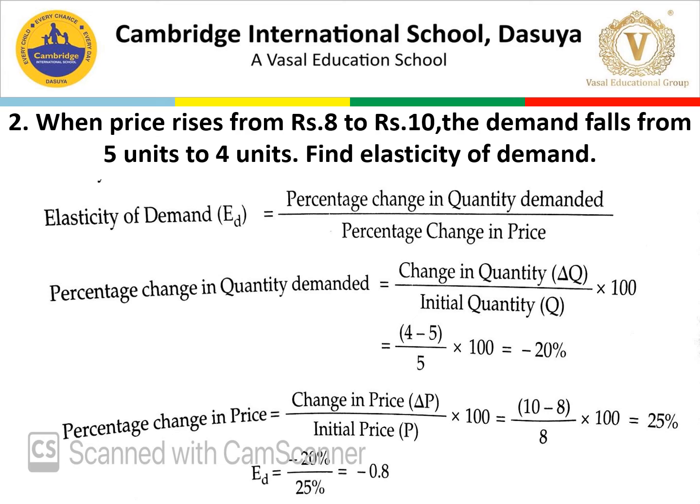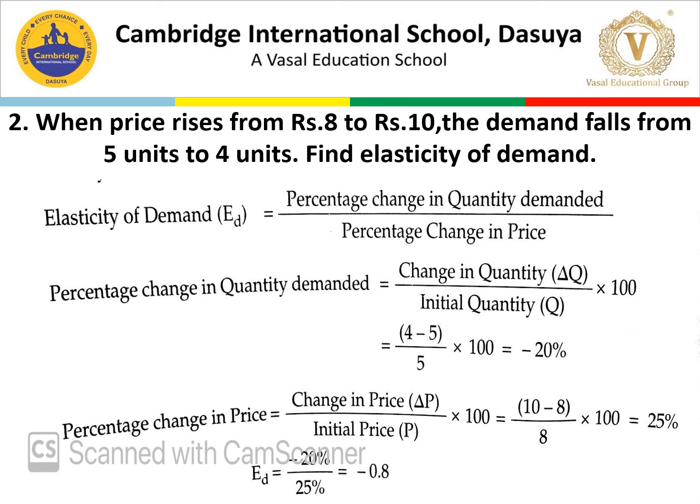However, price elasticity for the first example is minus 1.25, which is different. In the second example, it is minus 0.8. It happens because in the first example, demand changes by 25% and price changes by 20%. In the second example, demand changes by 20% and the price changes by 25%. So this is what happened.